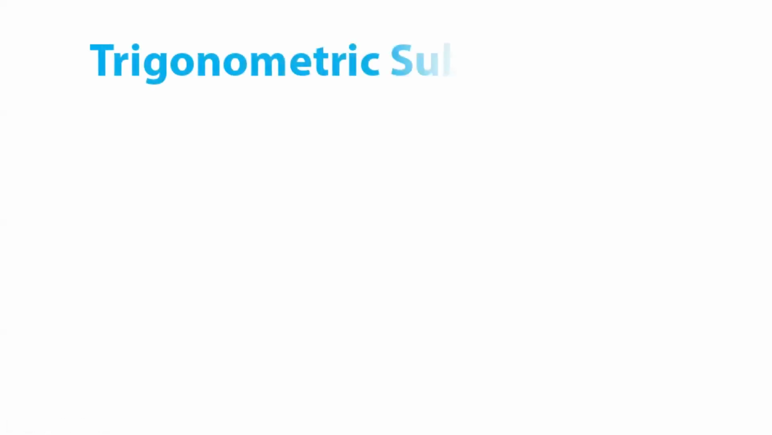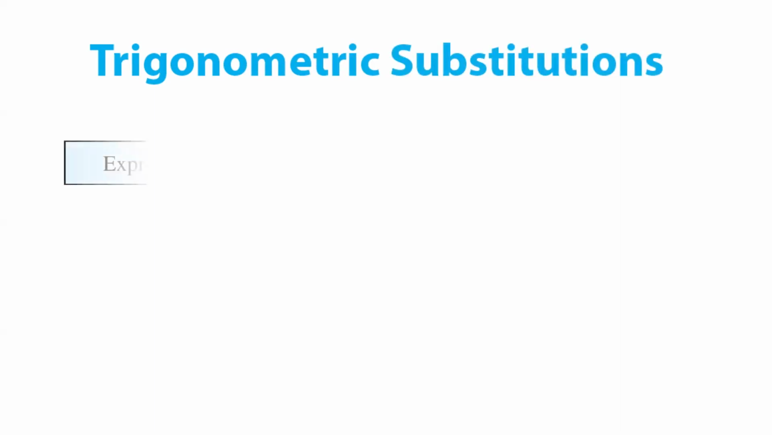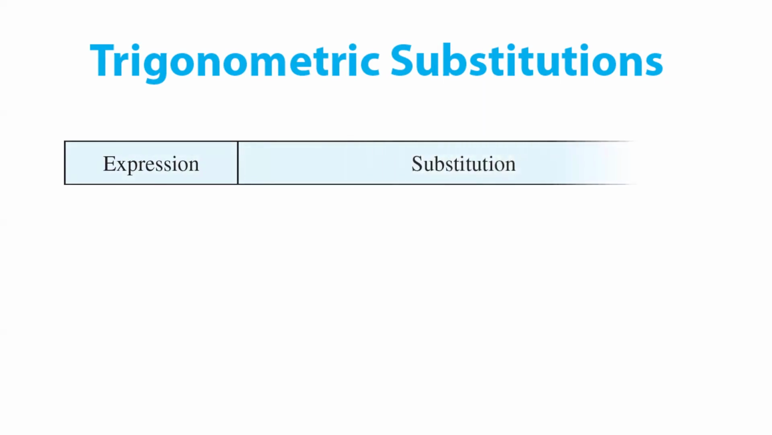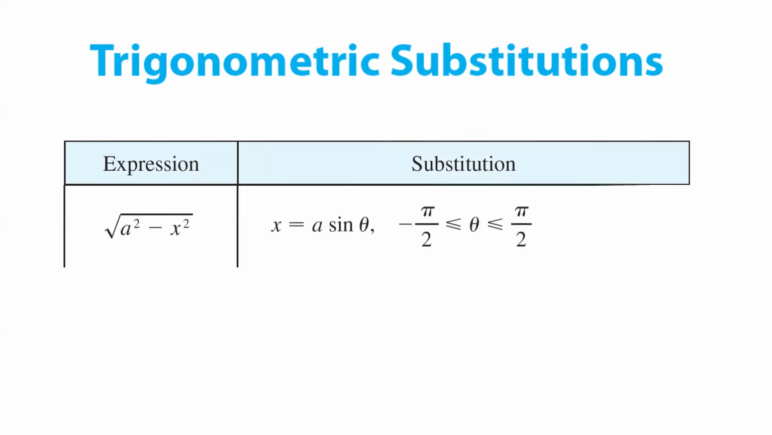When we're talking about trig substitution, we have some patterns. If you have an expression of a specific form, we can follow a substitution related to that expression. For example, if you see the square root of a squared minus x squared, then the substitution is x equals a times sine theta. Theta is bounded between negative pi over 2 and pi over 2.